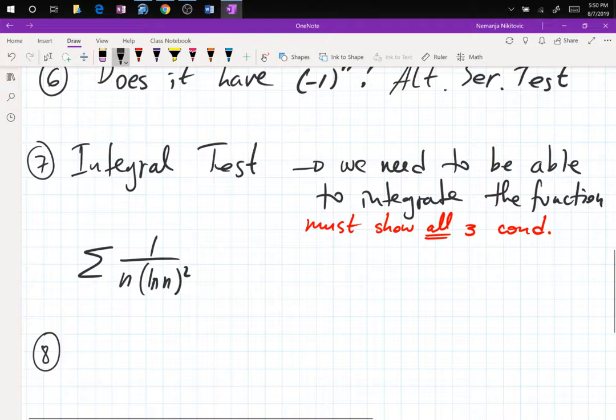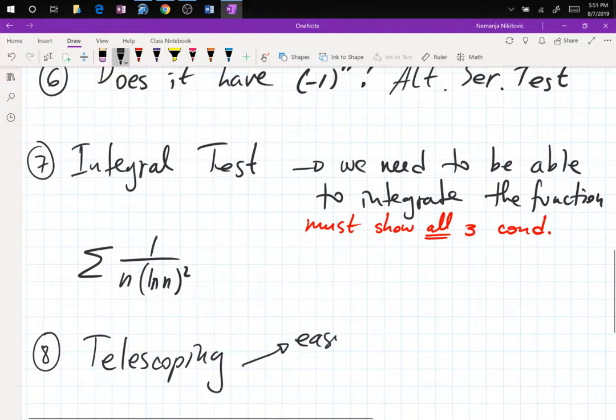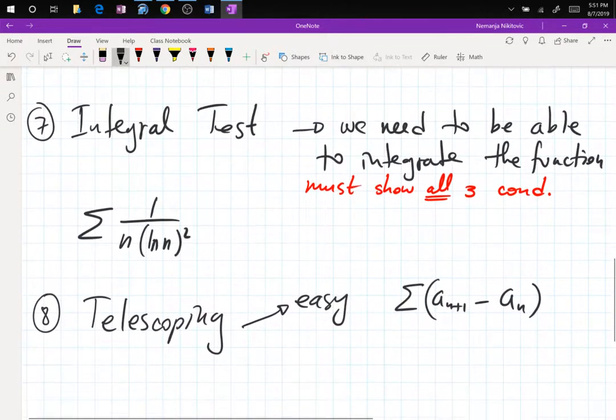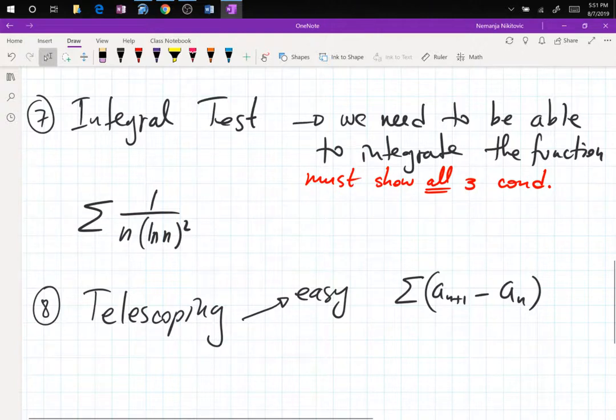Number 8, very rare on exams, telescoping series. Now telescoping, they have the easy one. If you have the summation of a_{n+1} or something minus a_n, that's the easy one to spot. You see the subtraction, you know it's telescoping, you go through the cases and so on. The hard one is when you have to use partial fraction decomposition.